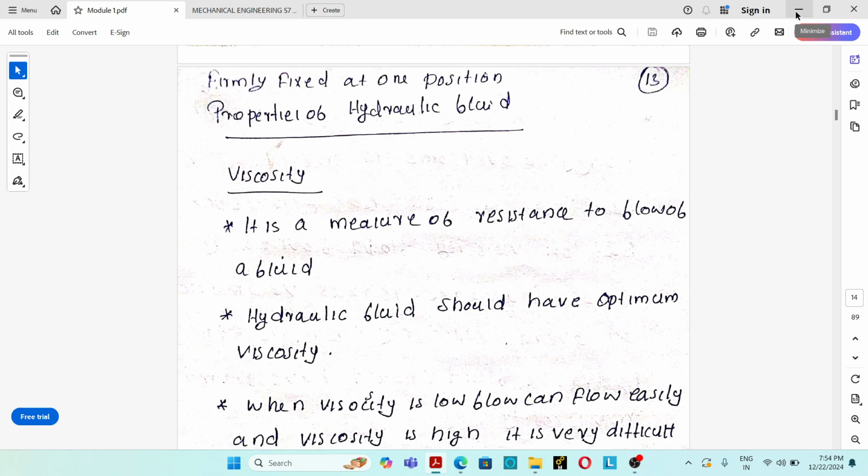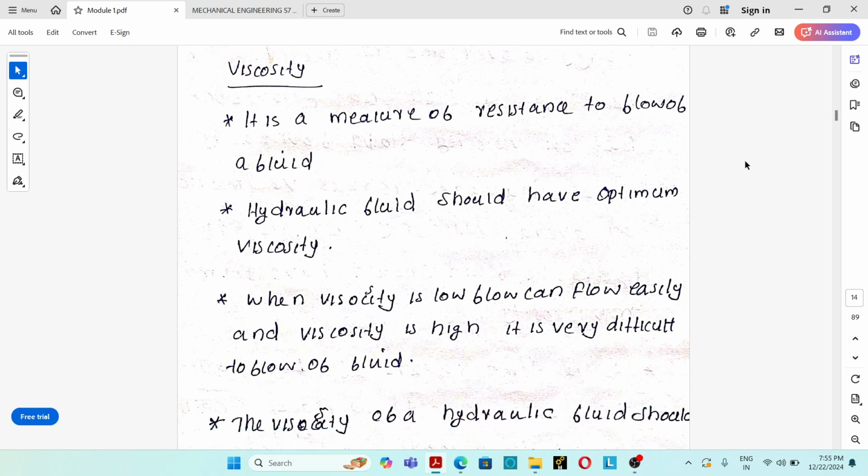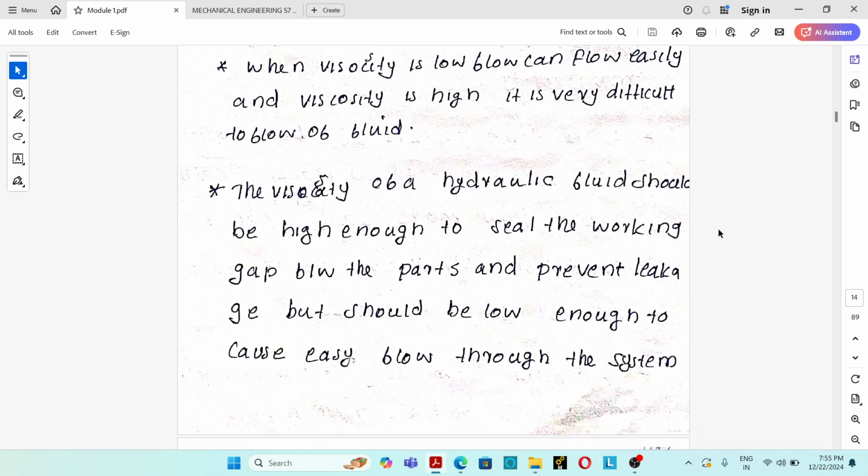Viscosity is a measure of resistance to flow of fluids. Hydraulic oil should have an optimum viscosity. See, if the viscosity of hydraulic oil is low, the hydraulic oil will flow very easily. If the viscosity is high, it is very difficult for hydraulic oil to flow. The viscosity of a hydraulic fluid should be high enough to seal the working gap between the parts and prevent leakage, but should be low enough to cause easy flow through the system.